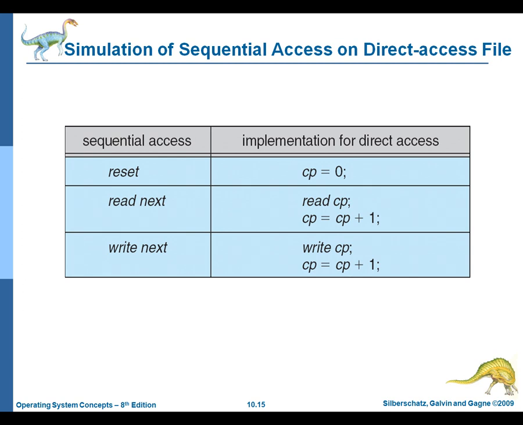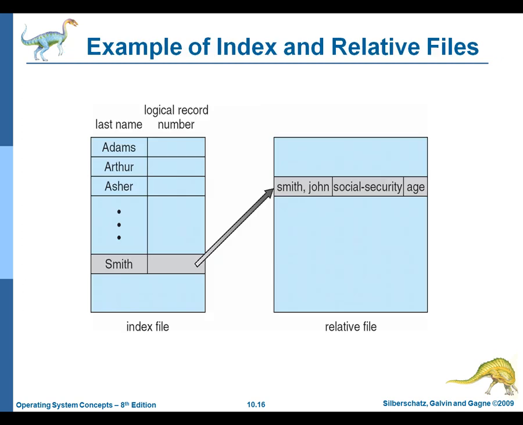CP is equal to 0, that is the current position, and if we want to read next in direct access, we write read CP, that is read the current position, and then increment the current position by one place. And if we want to write something, we write to the current position, then increment the current position by one place. So this is how sequential access is simulated on a direct access file.